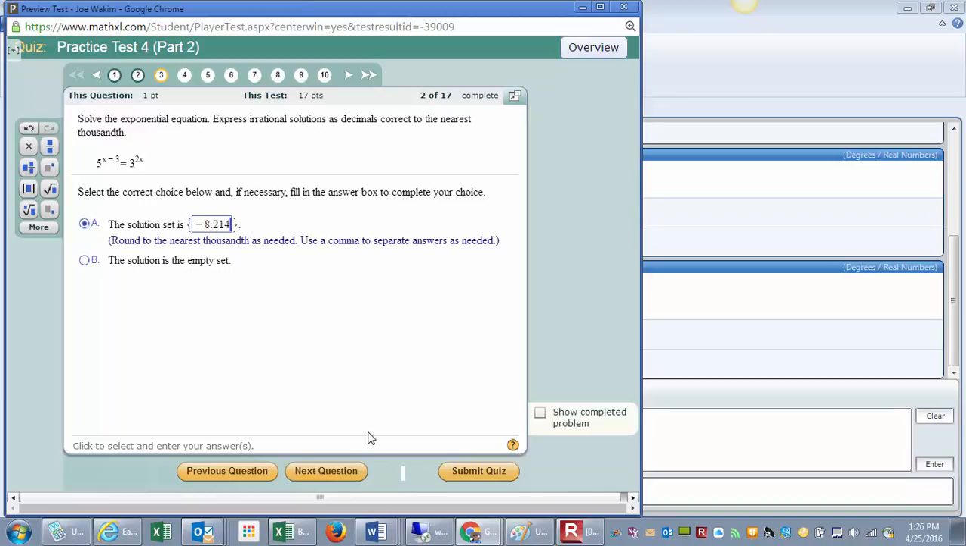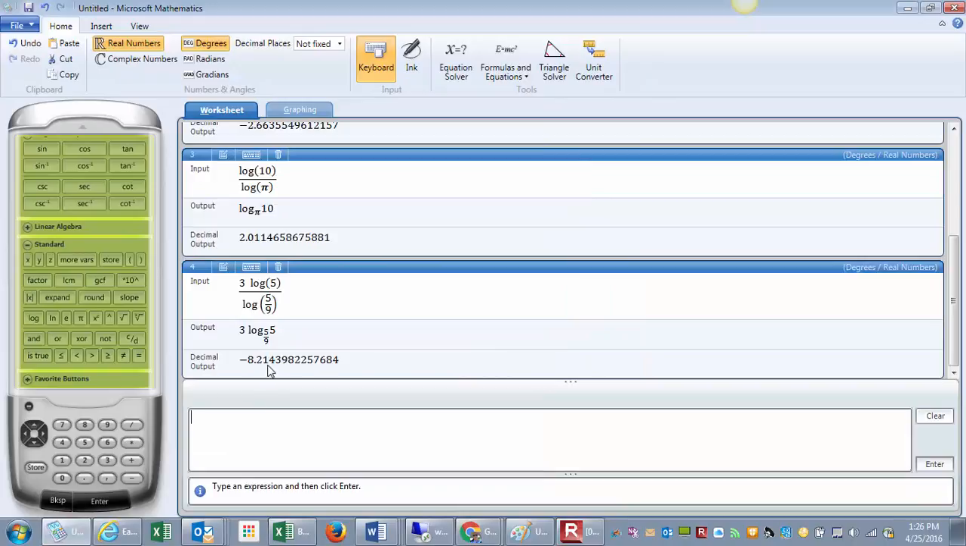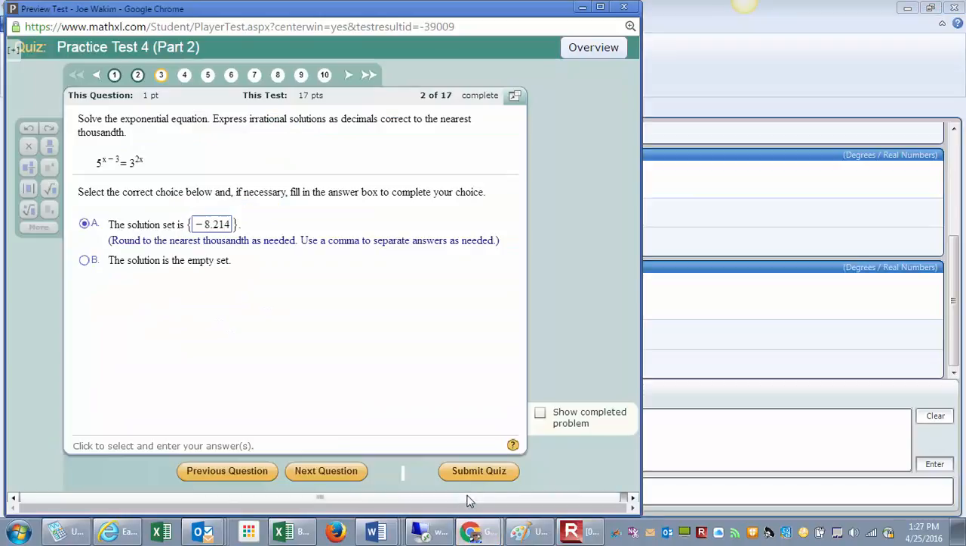Okay, that should work. That should be the right answer: 8214. No need to round because this is 3. All right, let's try the next question now. So the next question would be number 4.